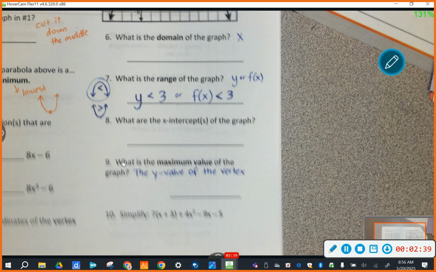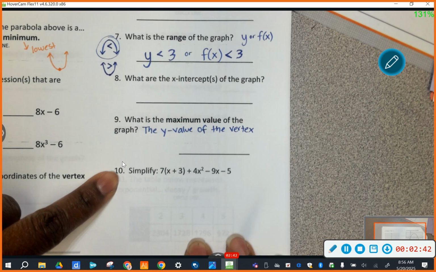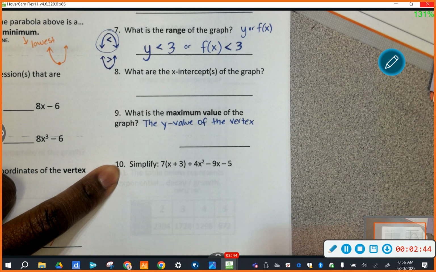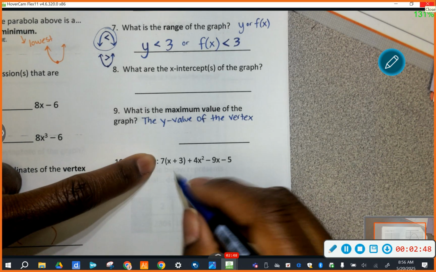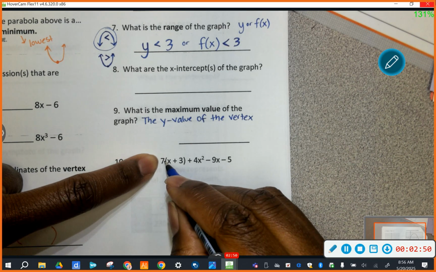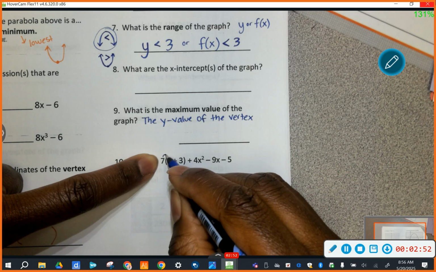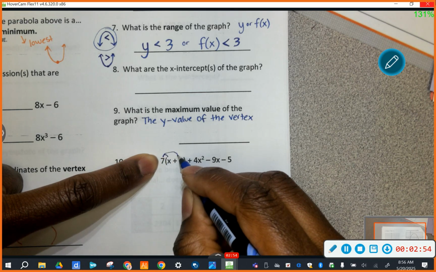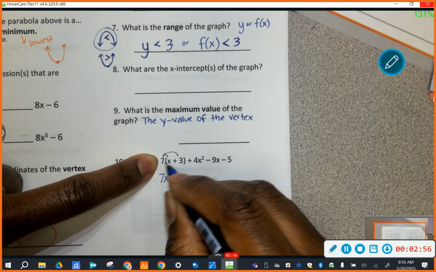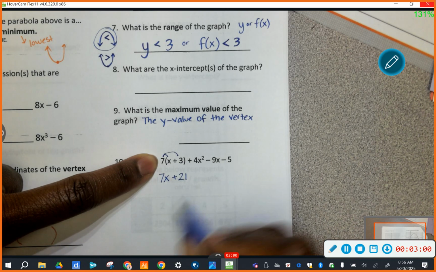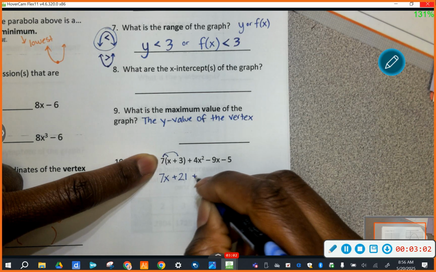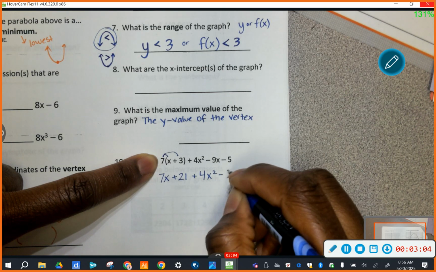I know we already talked about this one, but let's go ahead and do it again for the sake of the video. When you see parentheses and nothing in between, we're going to multiplicar. 7 times x is 7x. 7 times 3 is a positive 21. The rest of this is just floating out here so we can figure out which ones to combine together.